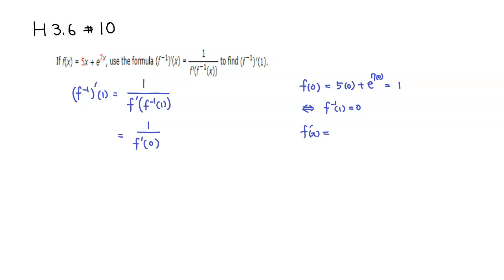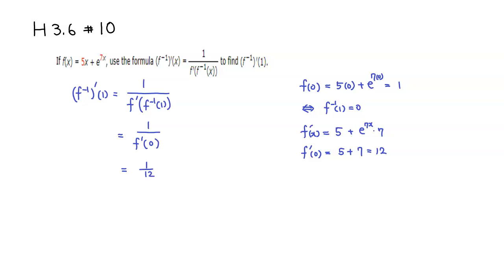So the derivative of 5x is 5, and the derivative of e to the 7x is e to the 7x, then multiplied by the derivative of 7x, so it's going to be 7, right? So if you want to find f prime of 0, it's going to be 5 plus e to the 0, which is 1, times 7, so it's going to be 5 plus 7, which is 12, right? So this is going to be just 1 over 12, right?